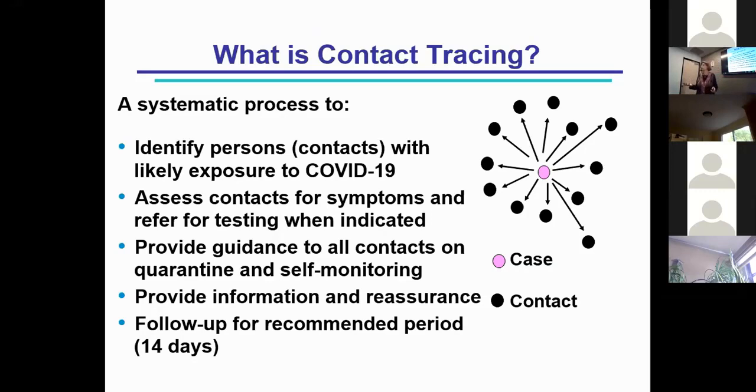Give them information and reassurance. People are scared, especially when you've first been diagnosed or first identified as a contact. There's a lot of concern. So we have to provide people with some education, some reassurance that we're there to help them, and then follow those contacts up. So this is the meat of what people who are volunteering to support this effort will be doing, is working with contacts, making sure they have information, making sure their symptoms are tracked, and we're following them until the end of their quarantine period.